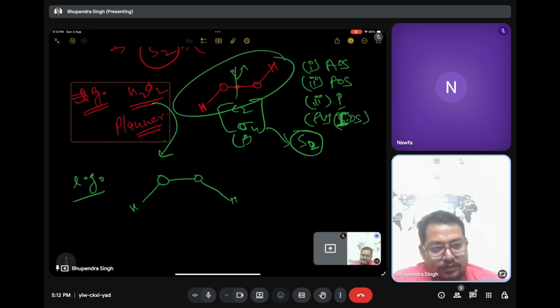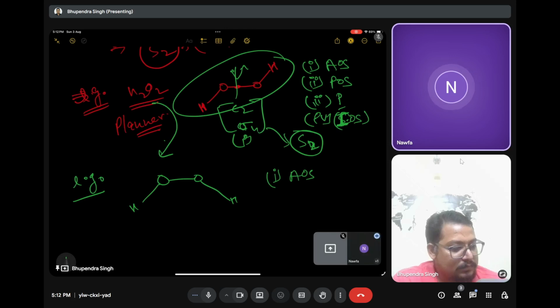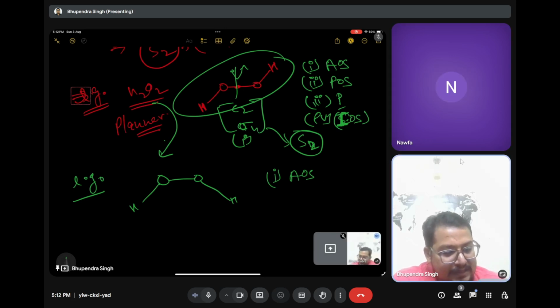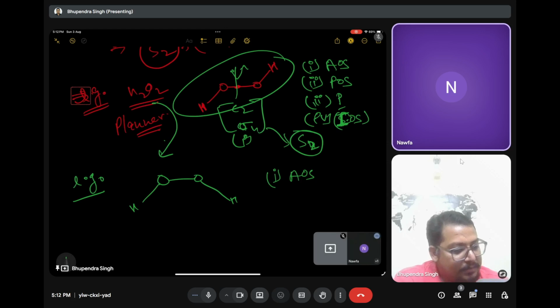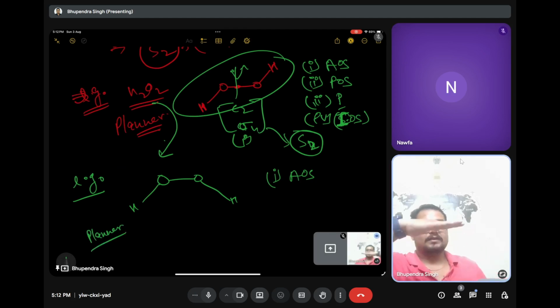Axis of symmetry is there or not? First one. In this case, you are not able to see an axis of symmetry, right? But I'm saying this is a planar molecule. Okay, this is in your plane.